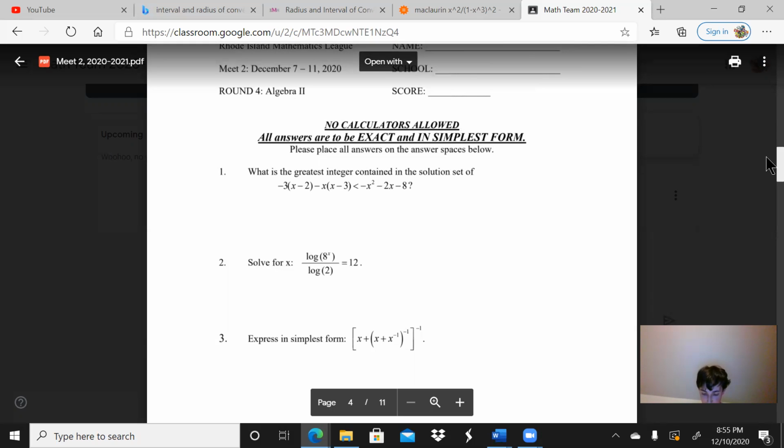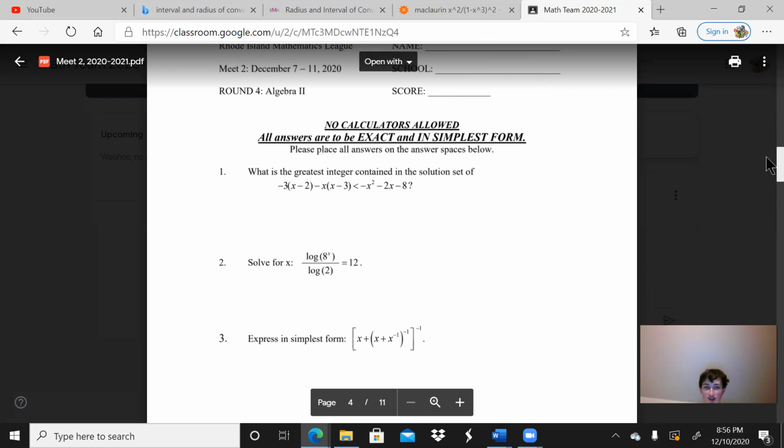No. Wait. It's negative 8, right? Because anything less is just going to be lower, so it's negative 8.